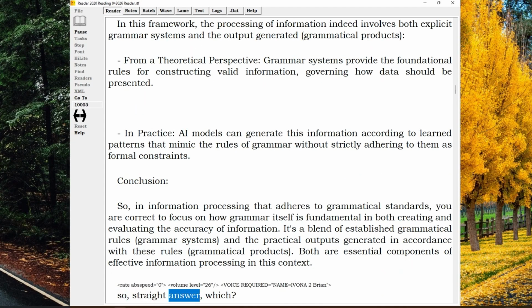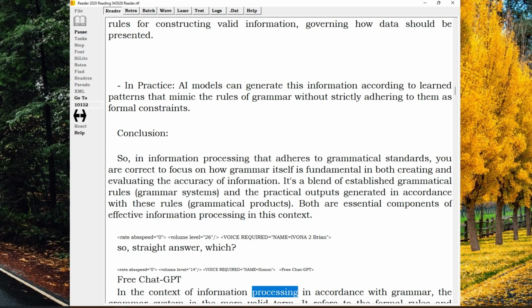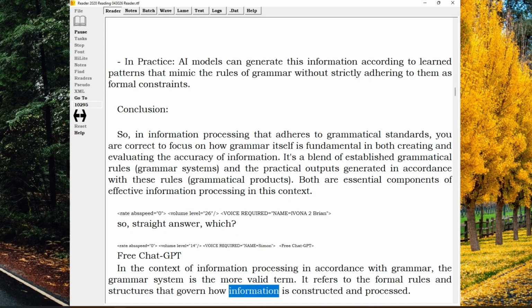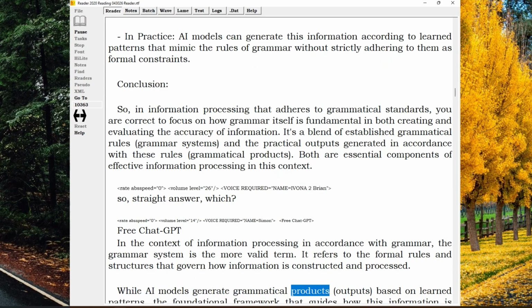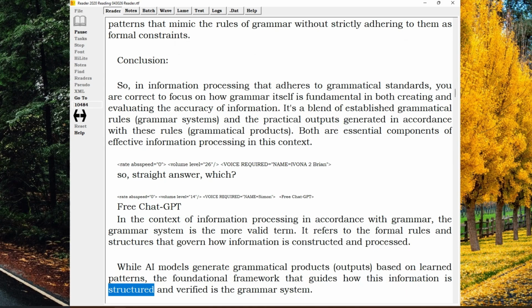So, straight answer, which? Free ChatGPT: In the context of information processing in accordance with grammar, the grammar system is the more valid term. It refers to the formal rules and structures that govern how information is constructed and processed. While AI models generate grammatical products, outputs, based on learned patterns, the foundational framework that guides how this information is structured and verified is the grammar system.